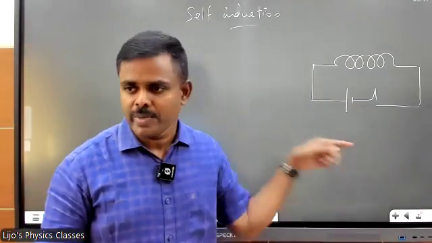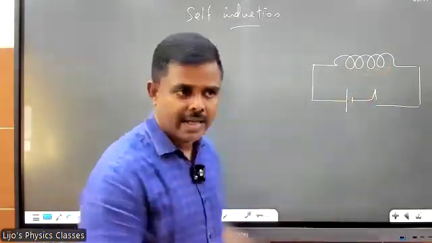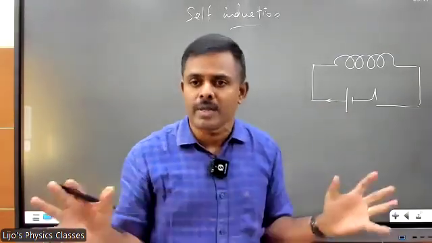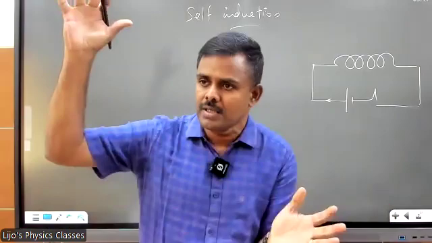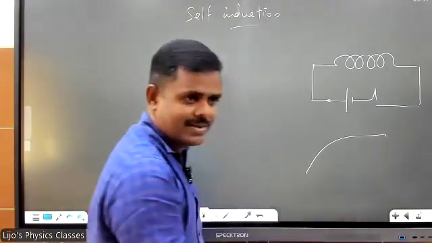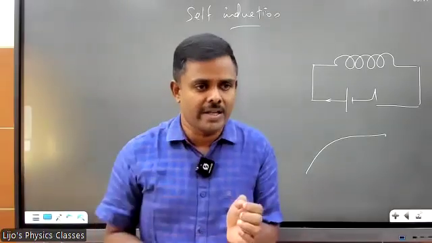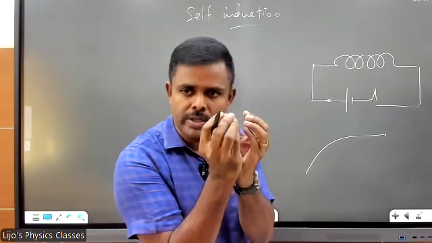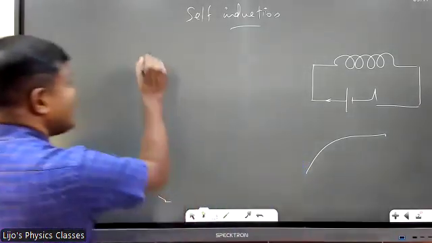Current begins to flow from the positive terminal. But this current does not come abruptly. We would like to think that the current shows a rapid growth, but the current in fact takes time to grow like this. It is over a period of time that the current grows to its maximum value. So when you switch it on, the current slowly increases.